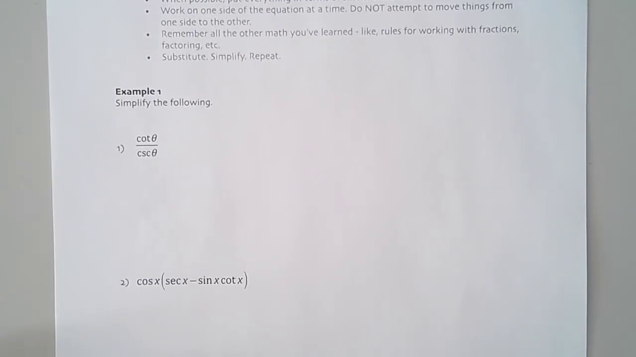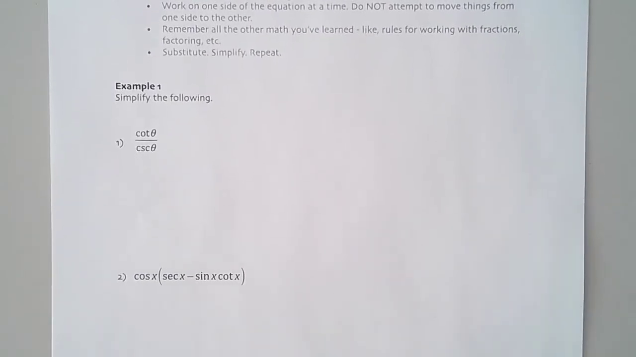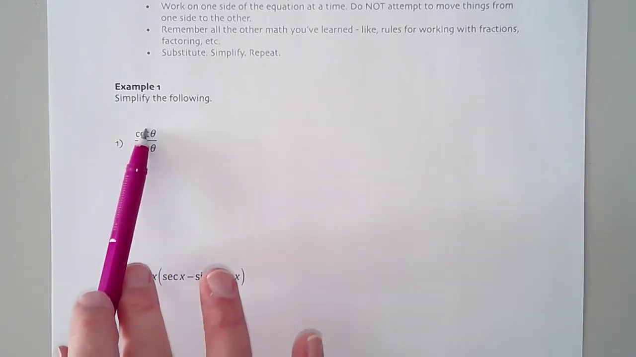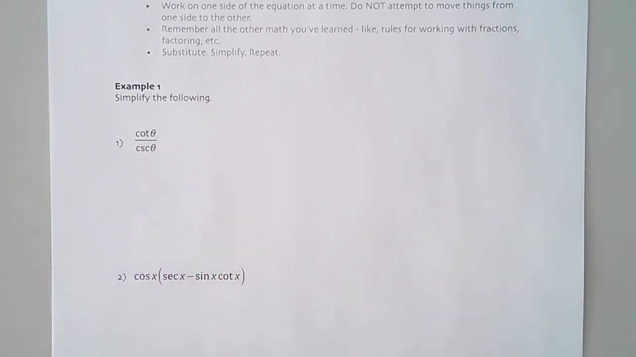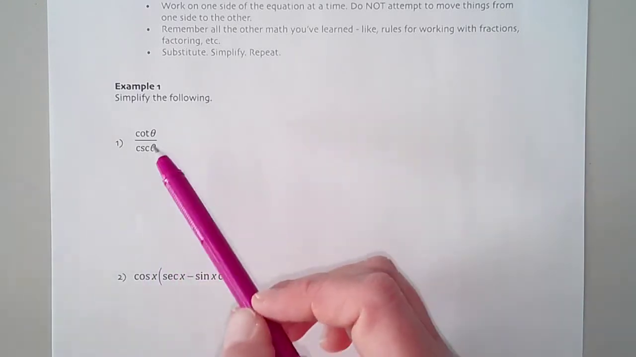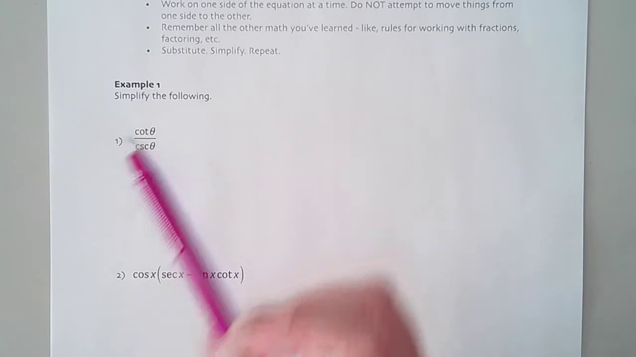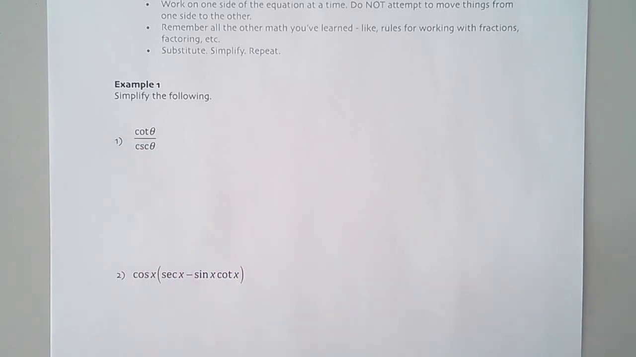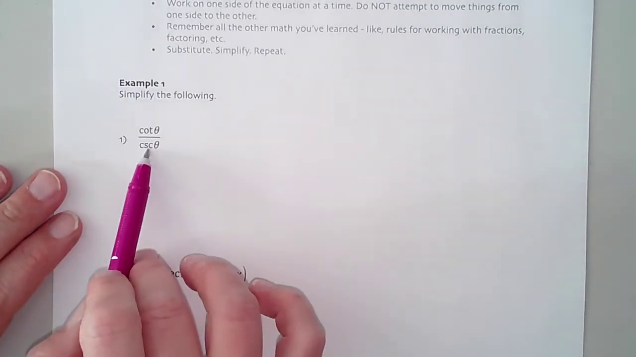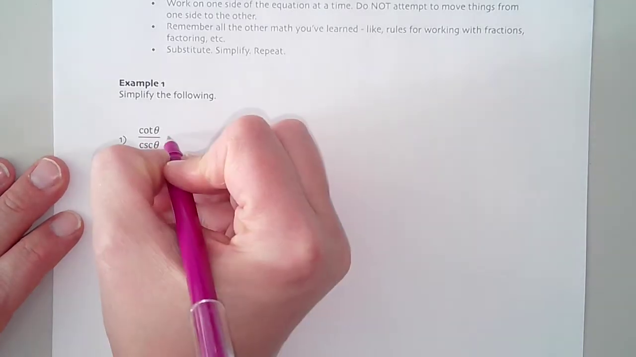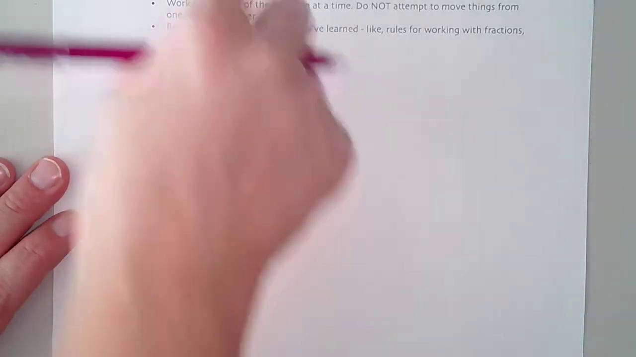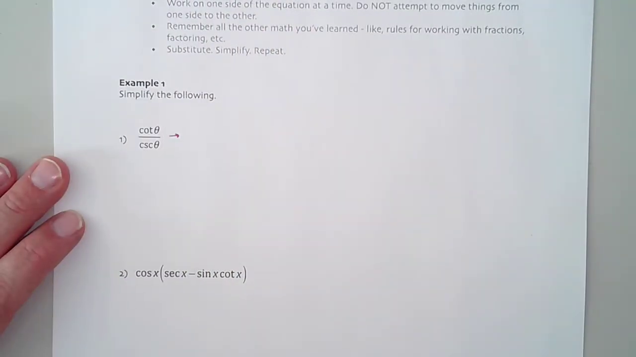I have cotangent theta over, and by the way, these first couple are not actual proofs. Proofs are when I'm trying to prove that, like, hey, this thing equals something else. Right now, we're just kind of flexing our muscles. We're just trying to see what this would boil down into if I did the algebra and simplified. So cotangent over cosecant. First thing I'm going to do is rewrite it using all this stuff we wrote down up here about sines and cosines.